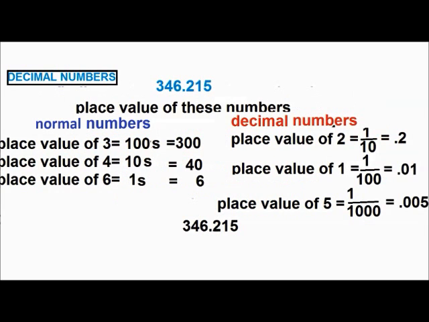Normal numbers dot decimal numbers, that is 346.215. The place value of these numbers. Normal numbers: the place value of 3 is 300, it is in the 100s place. Place value of 4, it is in the 10s place, 40. Place value of 6, it is in the units place, 6. Now decimal numbers. Place value of 2, it is in the 1/10th place, that is 0.2. Place value of 1, it is in the 100th place, 0.01. Place value of 5, it is in the 1000th place, that is 0.005.